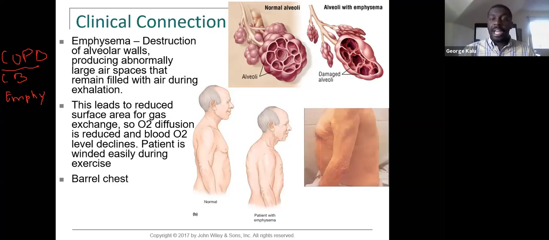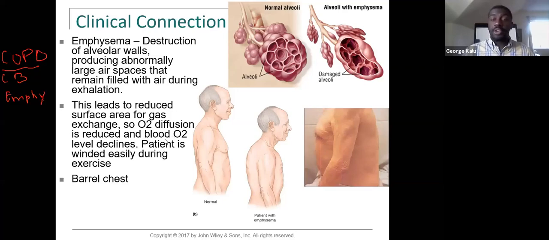If you have a reduced surface area, that's going to cause oxygen diffusion across into the pulmonary capillaries to be reduced as well. And so it's going to be a lot harder to bring oxygen in and get carbon dioxide out of your blood. So you end up with a lower blood oxygen level.